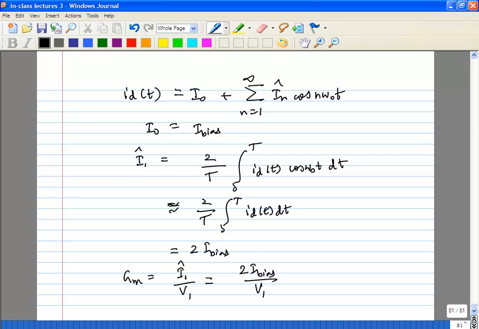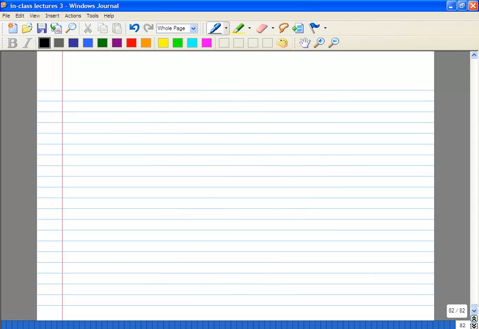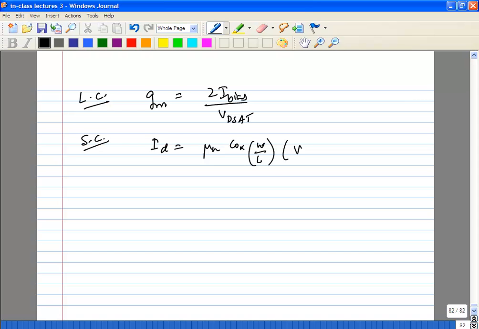Okay. This is the large signal transconductance. So remember, for a long channel transistor, the GM was 2 I D over V D sat, right? For a short channel transistor, remember that I D was mu n. Remember this?